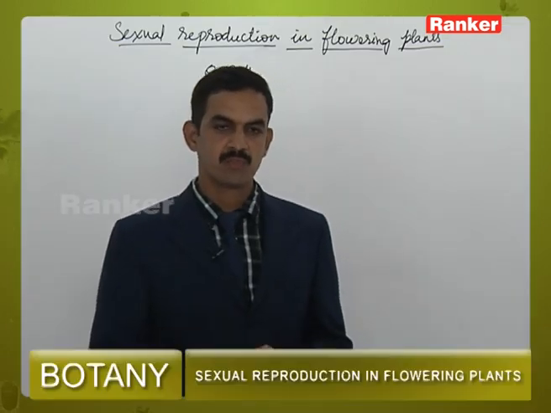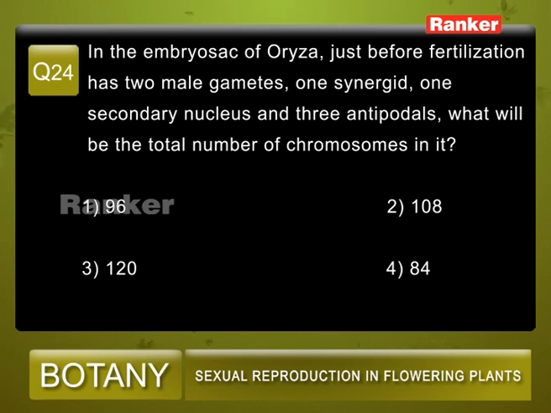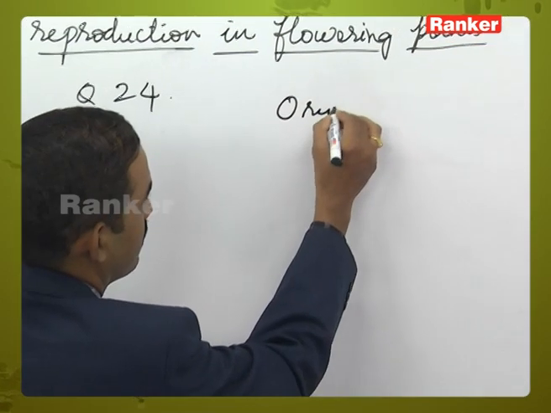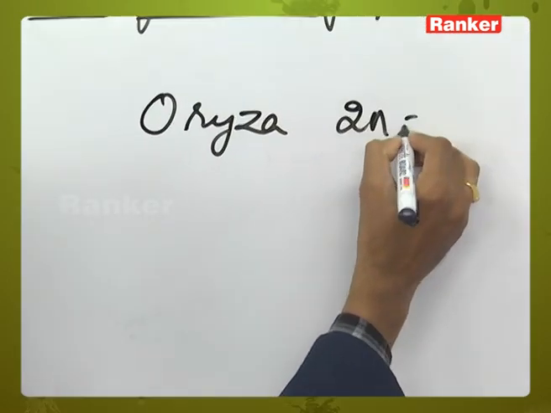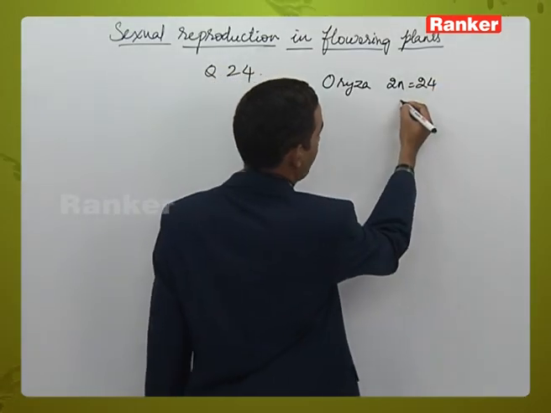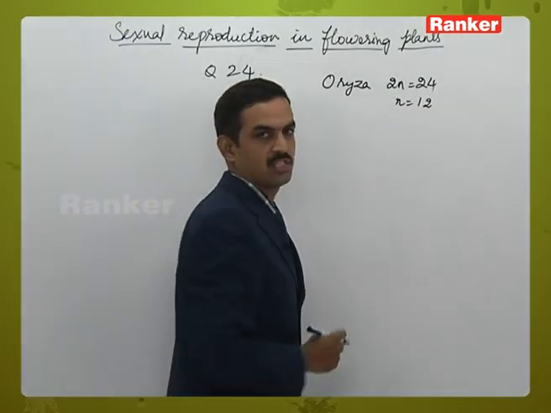Question number 24: the embryo sac of Oryza, just before fertilization, has 2 male gametes, 1 synergid, 1 secondary nucleus and 3 antipodals. What will be the total number of chromosomes in it? Options: 1, 96; 2, 108; 3, 120; 4, 84. The question is related to the Oryza plant. In Oryza, the diploid number of chromosomes is 24 and the haploid number is 12.